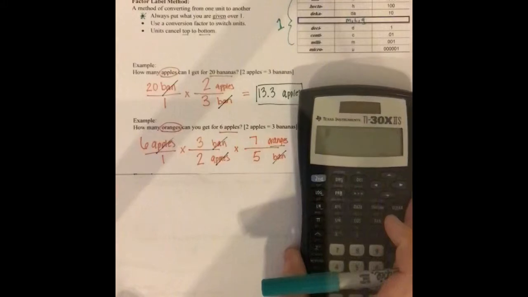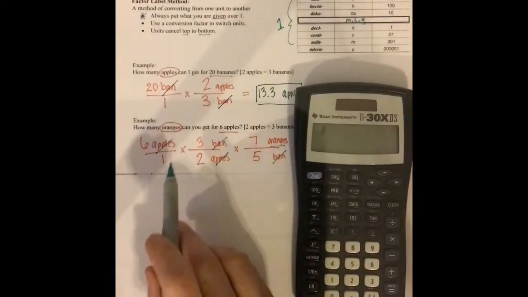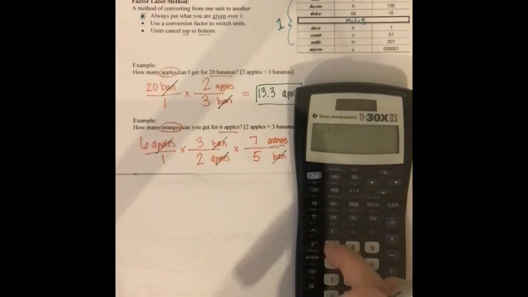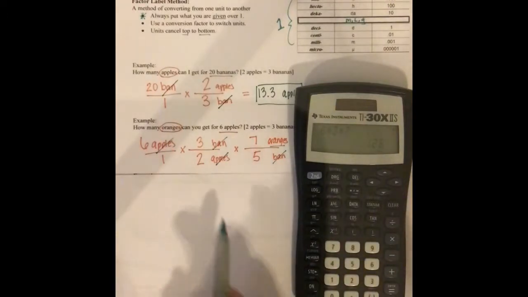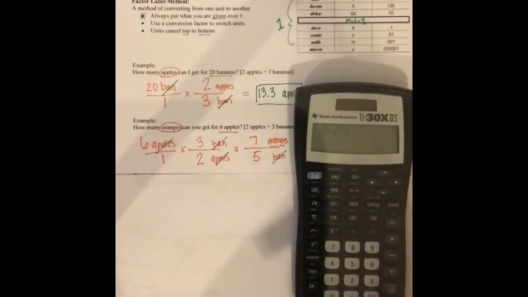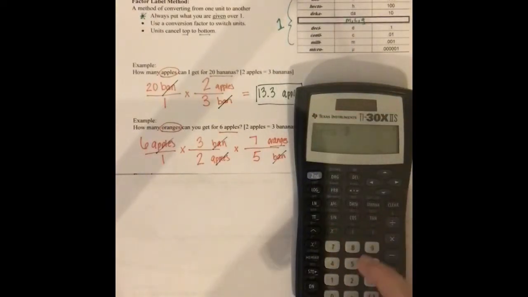Let's practice properly putting this into our calculator. You're going to multiply straight across the top. 6 times 3 times 7 equals, now we're going to divide by 2, because it's in the denominator, equals, and divide by 5. Divided by 5 equals, and we get 12.6.